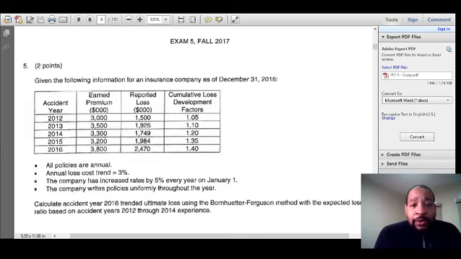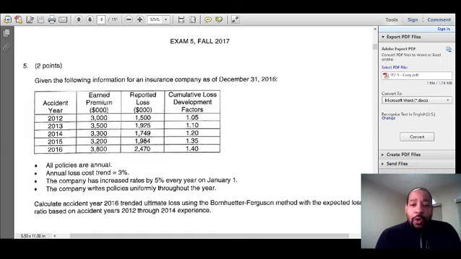Given the following information for an insurance company as of December 31st, 2016. All policies are annual. Annual loss trend is 3%. The company has increased rates by 5% every year on January 1. The company writes policies uniformly throughout the year. And we want to calculate accident year 2016 trended ultimate loss using the Bornhuetter-Ferguson method with the expected loss ratio based on the accident years 2012 to 2014.